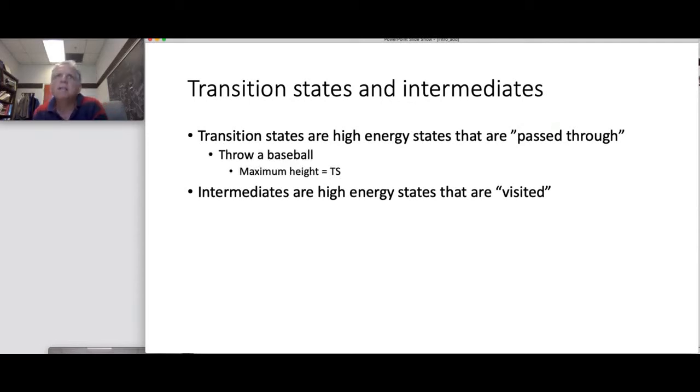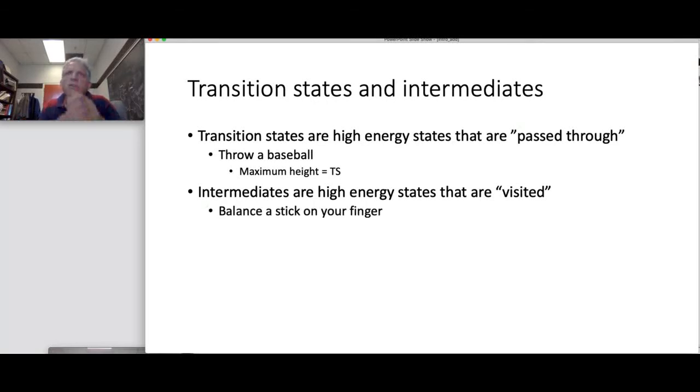So if I throw a baseball, which you don't want to see, and it goes through its maximum height, it has some kind of arc to it, that's a transition state, right? Because it's not like it ever stops at that highest point, it just goes through it. But an intermediate is someplace that I visit.